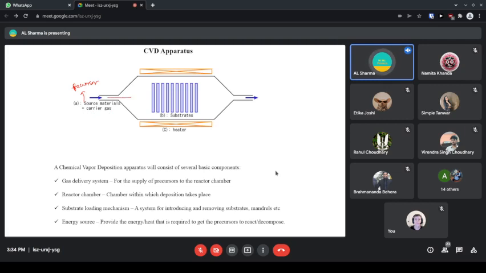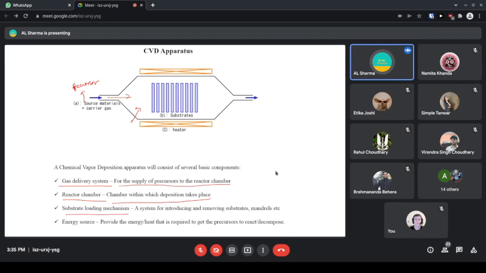So once they enter this compartment, this is the reaction chamber. Whatever atmosphere you create here, that atmosphere gives the CVD its name. A chemical vapor deposition operator will consist of several basic components. First is the gas delivery system for the supply of precursors to the reaction chamber. This is the first step. In the second step, the reaction chamber is where deposition takes place.